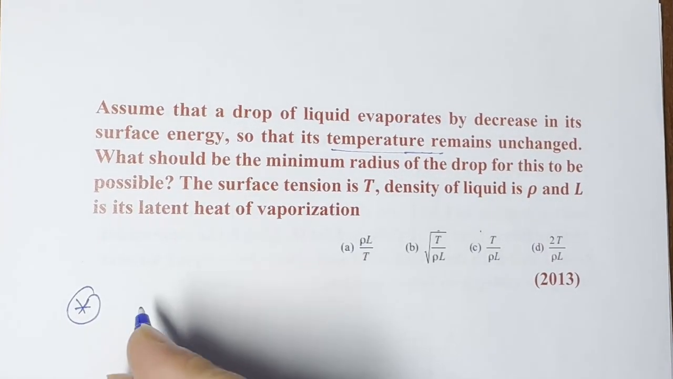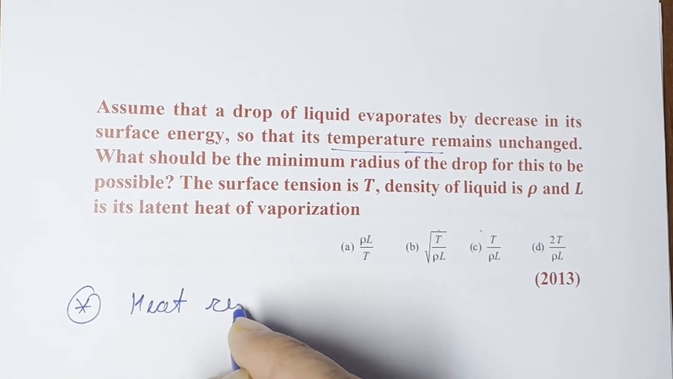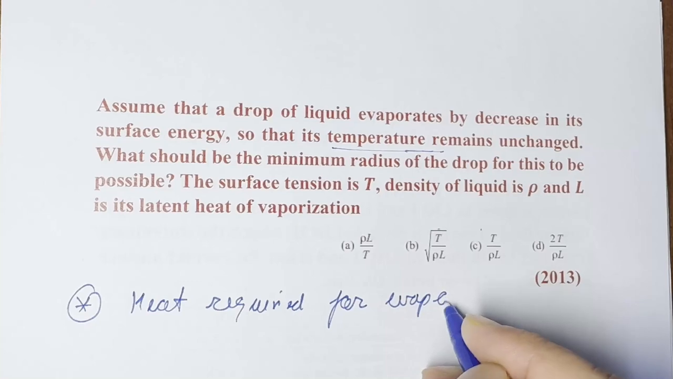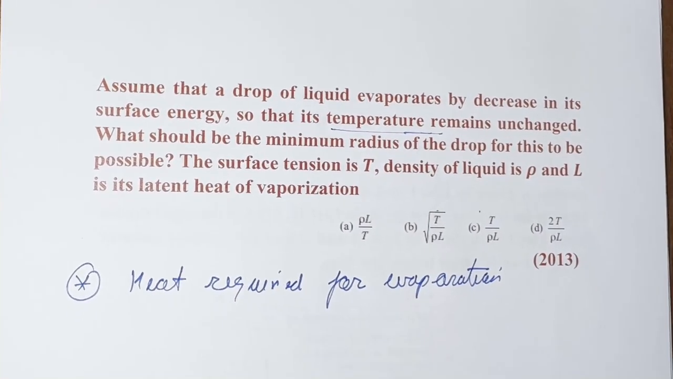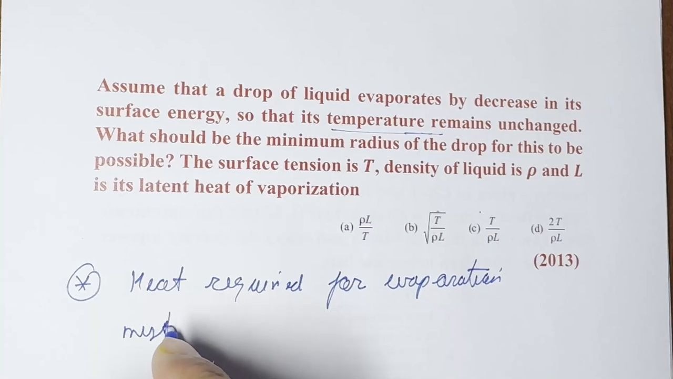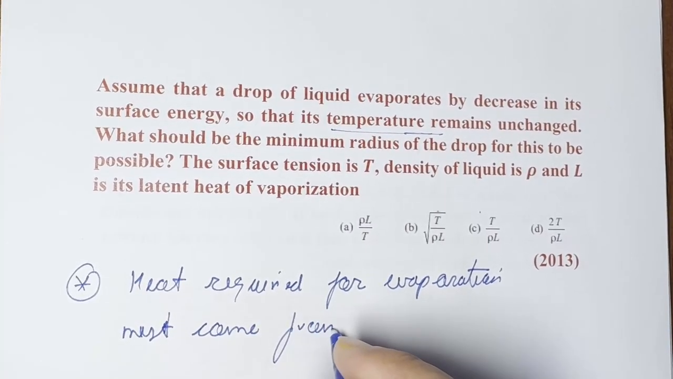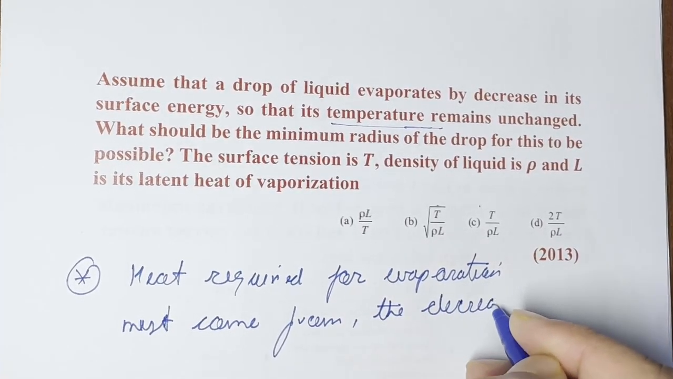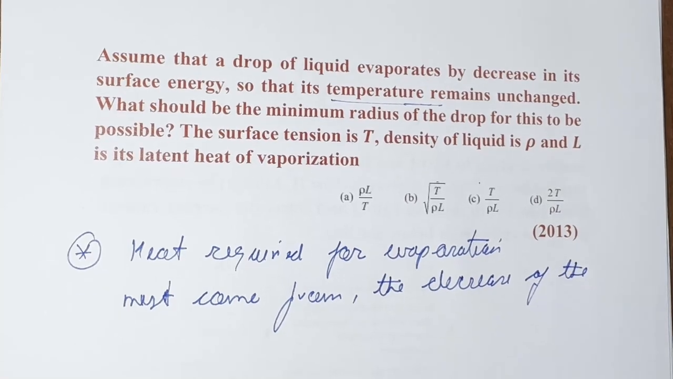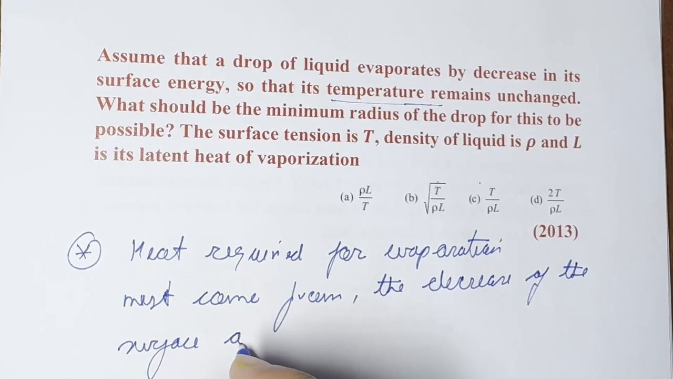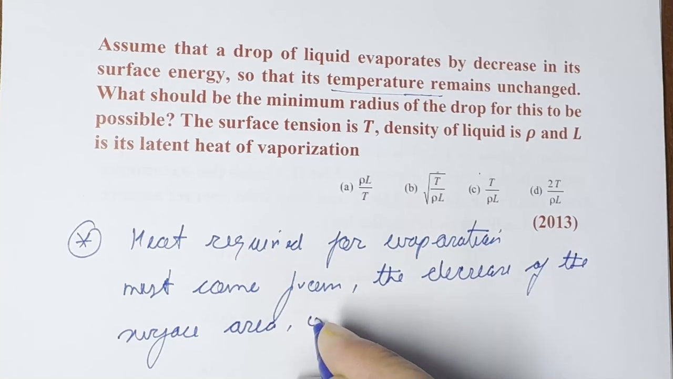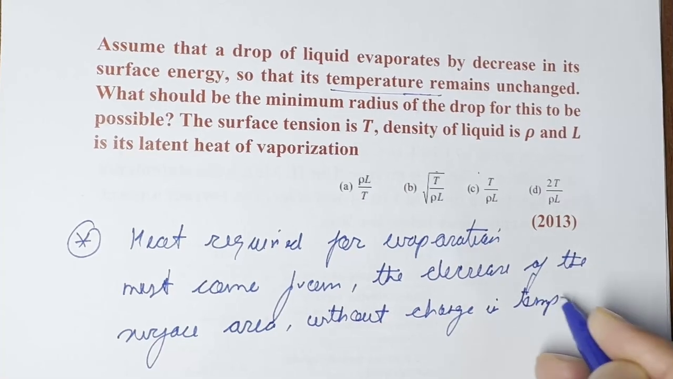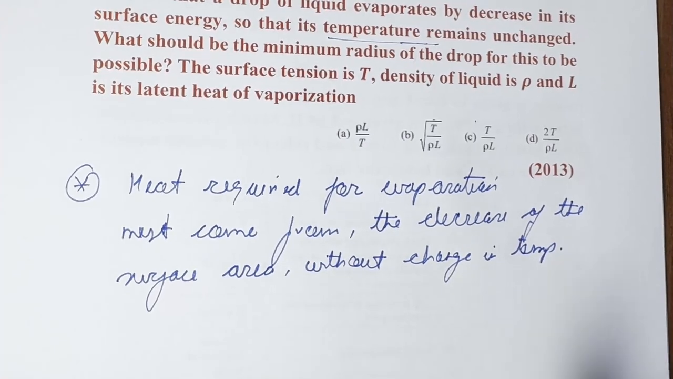So let us start. The heat required for evaporation must come from a decrease in the surface area, the decrease of the surface area without change in temperature. So this is the basic understanding behind the entire solution.